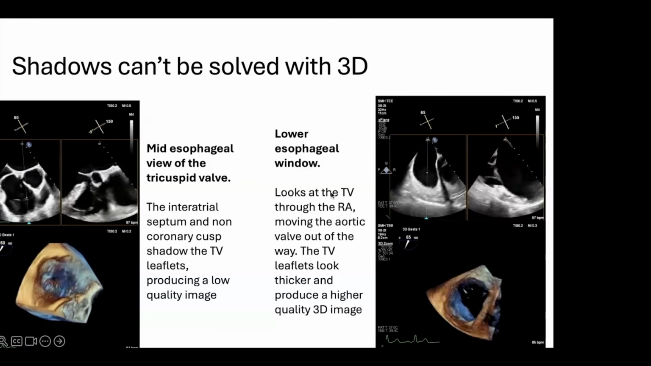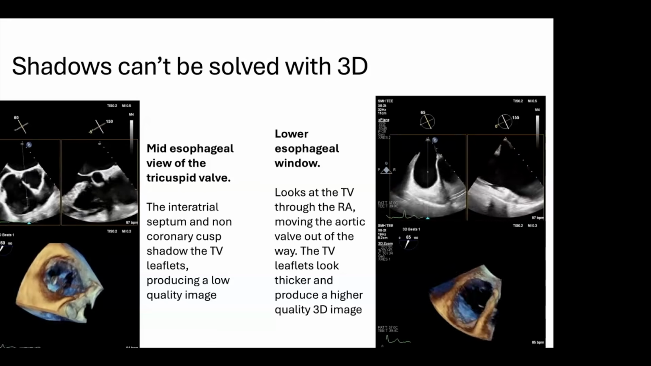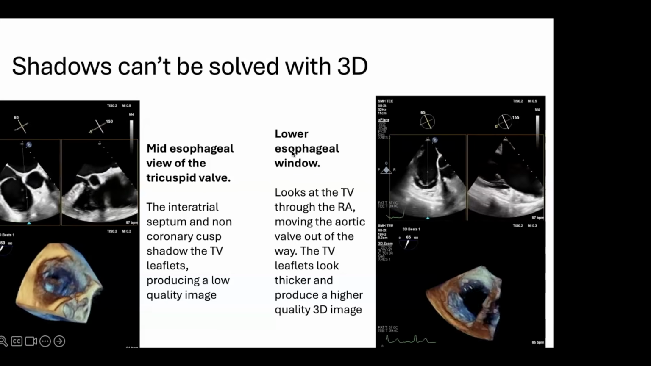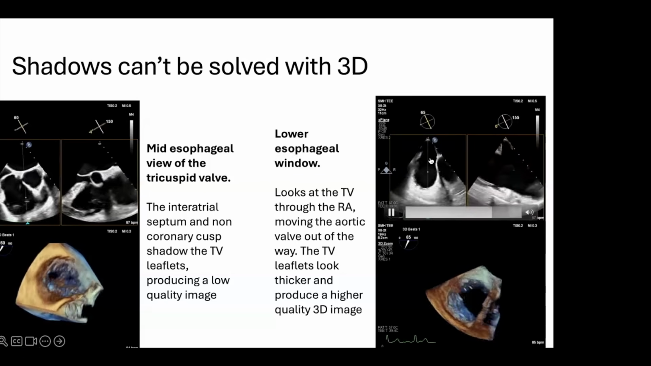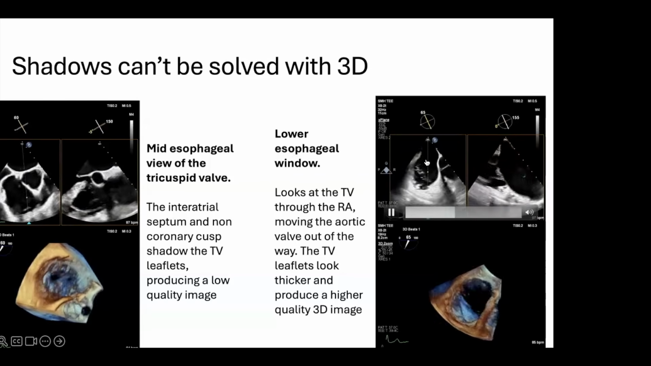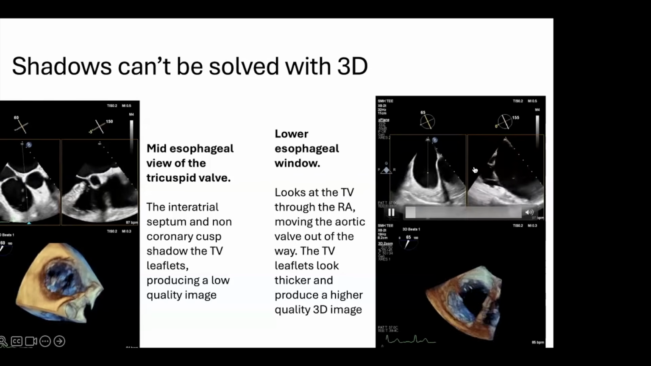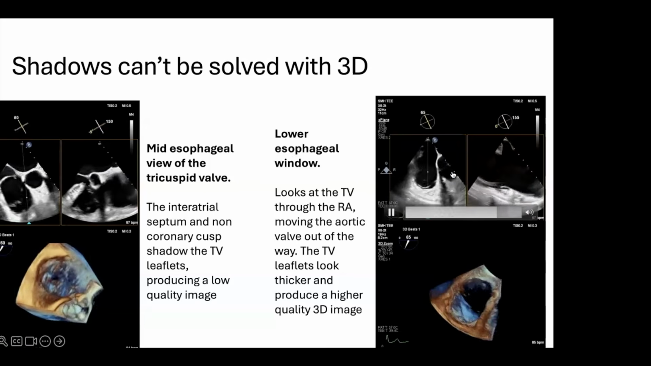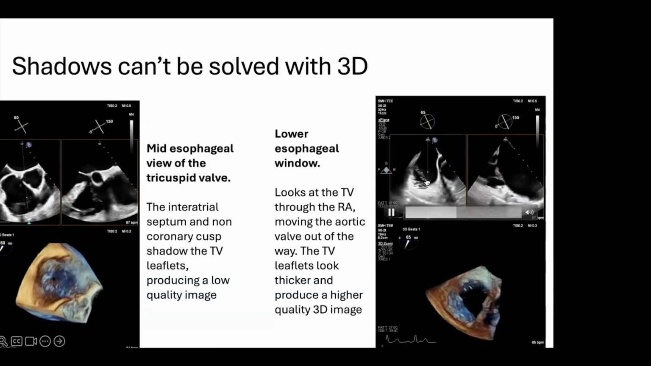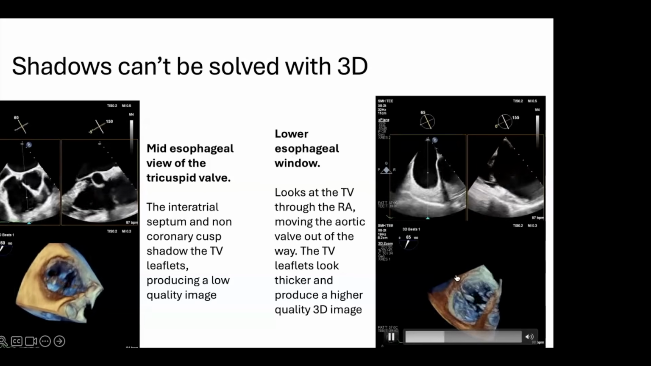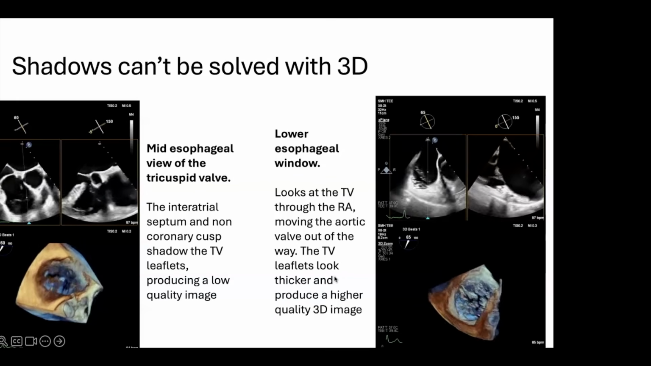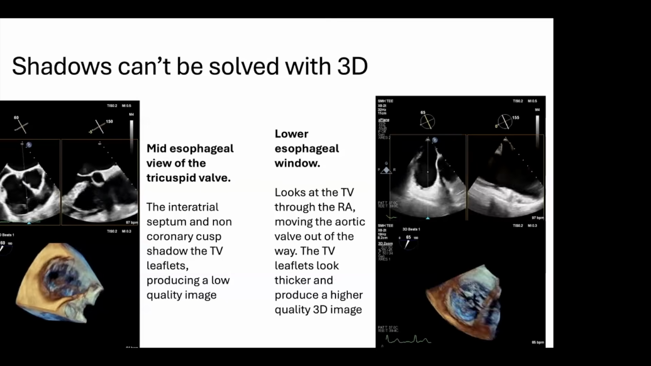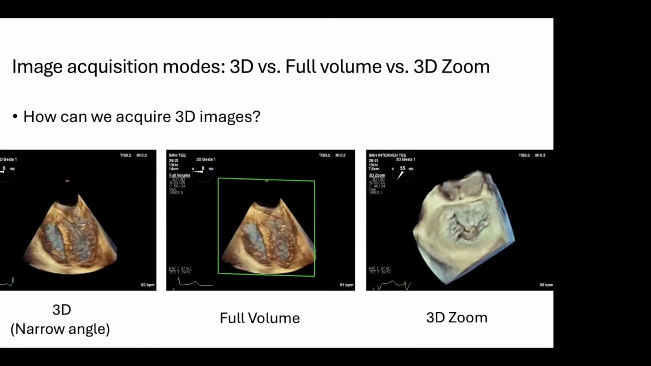But in the same patient, if you try to improve your position, so this was a lower esophageal window going deeper into the esophagus, producing this tricuspid valve. We're looking through the right atrium instead of looking through the left atrium. The leaflets looked better on the 2D image. The image looks kind of funny. It's not what we're used to looking at. But when you apply this to 3D, that valve looks much better. So with shadows, you need to optimize your probe position. You can't just get around that by using 3D.